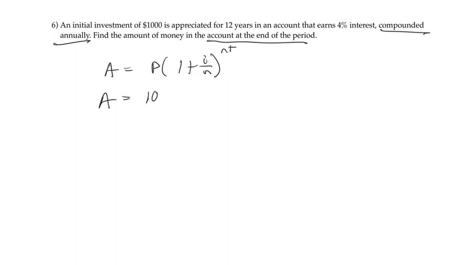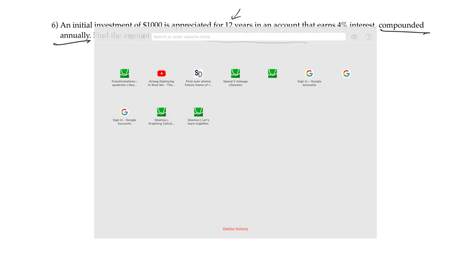So the principal, I'm putting in $1,000. 1 plus interest rate, 4%, 0.04. Compounded annually, so n is just 1. And 1 times, and they're putting it in for 12 years, so 12 there. So now I just have to put that in decimals. Let me do that quick.